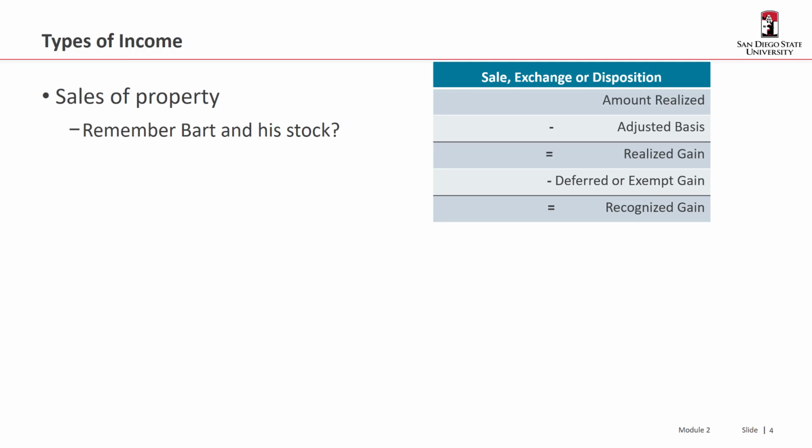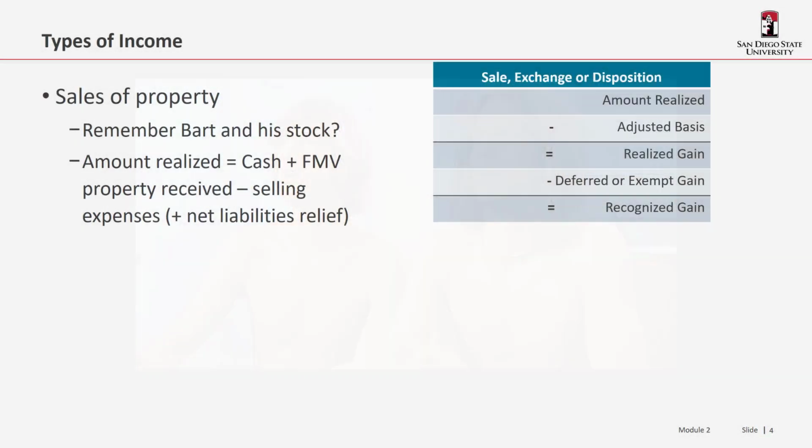To the extent there's a deferral or an exemption, you back that out, and anything left over is recognized gain or loss. Learn it, know it, live it.